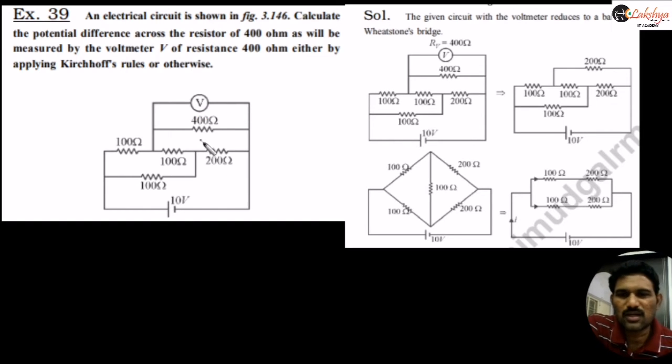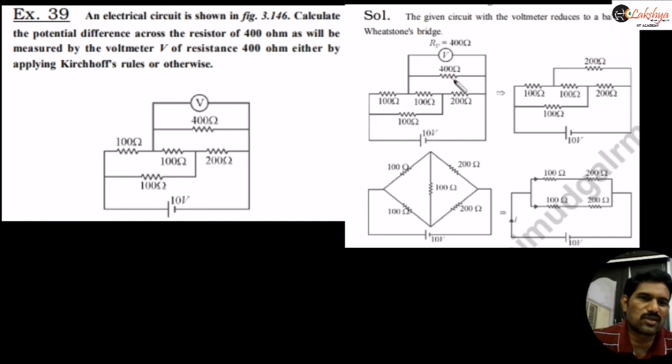As we discussed in the previous cases, we need to find the effective resistance here. The potential difference across that effective resistance is nothing but the reading of this voltmeter. Now here, this 400 ohms and the 400 ohms, the resistance of this voltmeter, both are in parallel. So you will get this resistance as 400 by 2, 200 ohms. So this circuit we are drawing like this.